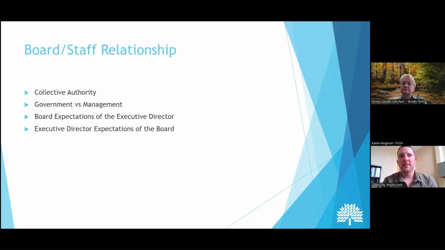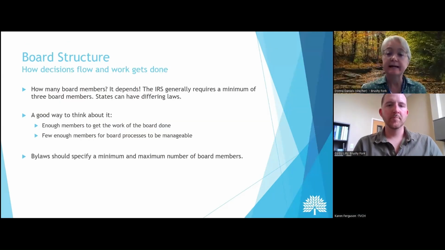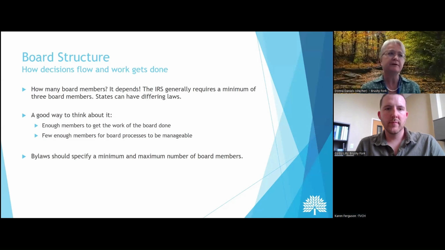a variety of situations. I'm going to take a little time to dive a little bit deeper into board structure. Board structure relates to how decisions flow in your board and how the work gets done. We'll start that conversation with a question you might hear often: how many board members is the right number for our organization? The answer really is not a very clear answer. It really depends.